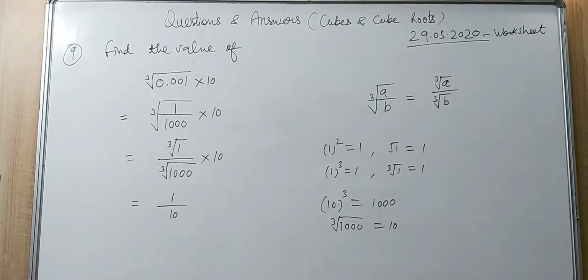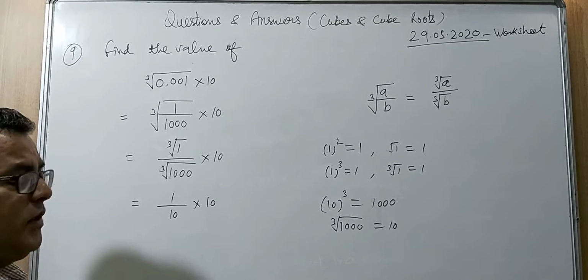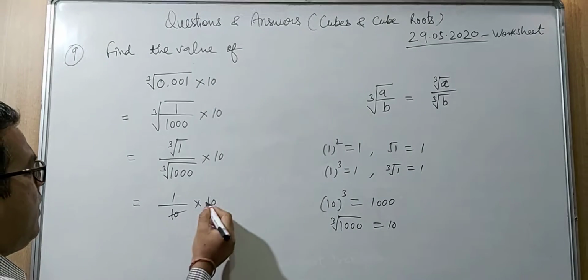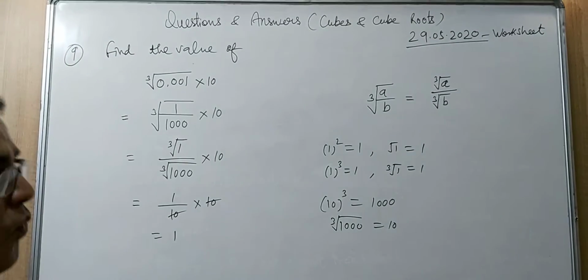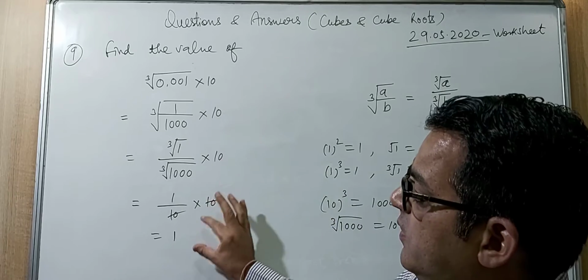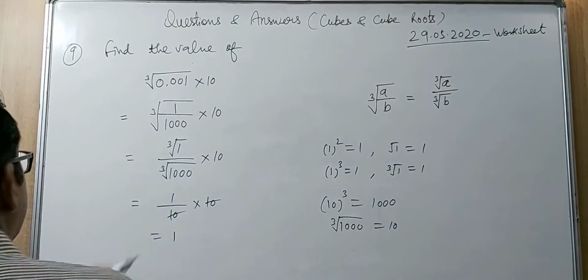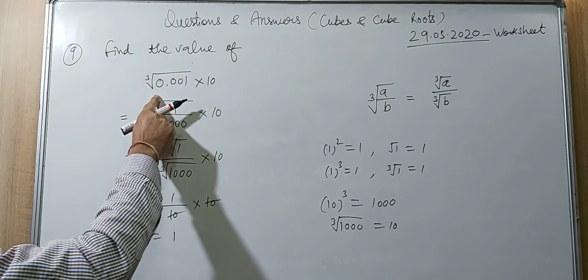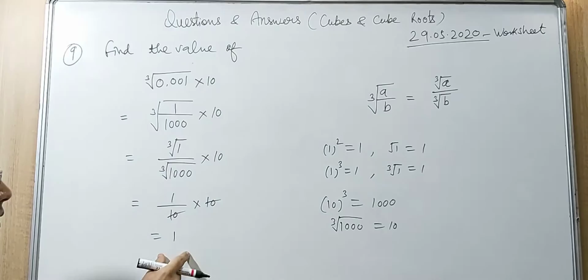We know that the cube root of 1000 is 10, and in multiplication 10 is already given there. So we can cancel this 10 by this 10. So what do we have here? 1. So 1 is the solution for this question. Hope you understand now. After solving, the cube root of 0.001 into 10, we have 1 here.